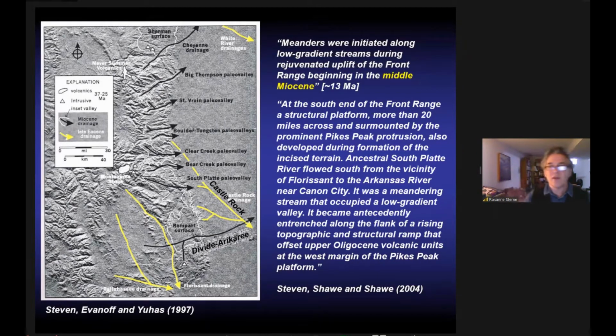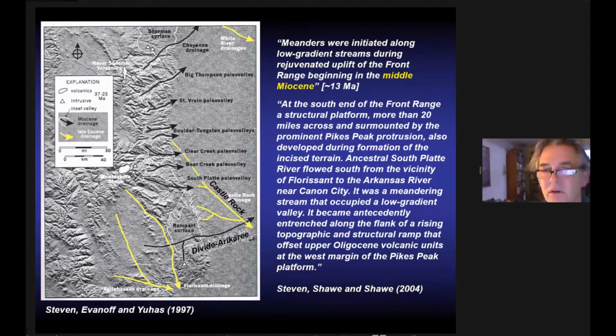And then at the southern end of the Front Range, he's talking now about what I'd call Pikes Dome, and it's a very interesting comment. He says at the south end of the Front Range, a structural platform more than 20 miles across and surmounted by the prominent Pikes Peak protrusion, also developed during formation of the incised terrain. So again, he's seeing this platform or dome, but he thinks it's occurring in Middle Miocene time.